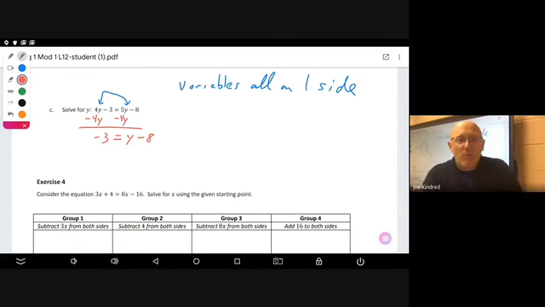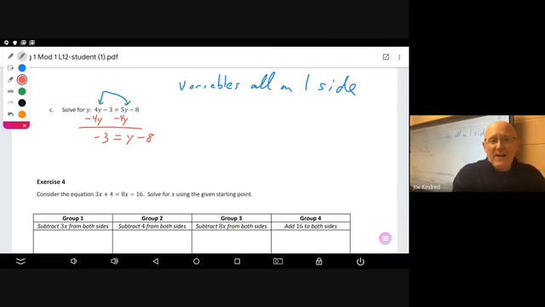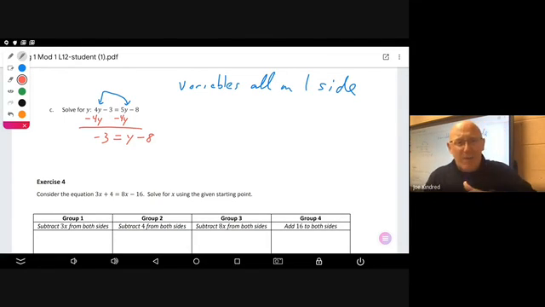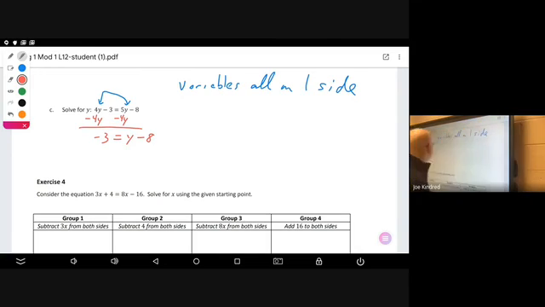And now I've got one more step. I want to get the y, keep it on the same side. I have y minus 8. What's the opposite to subtracting 8? Add 8. Sign numbers, minus 3 plus 8 is 5. And there's your answer.